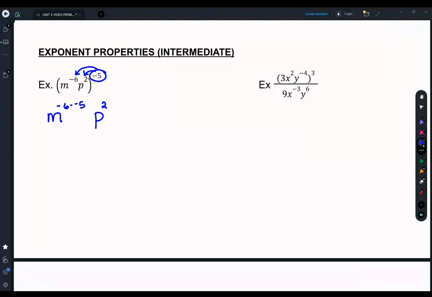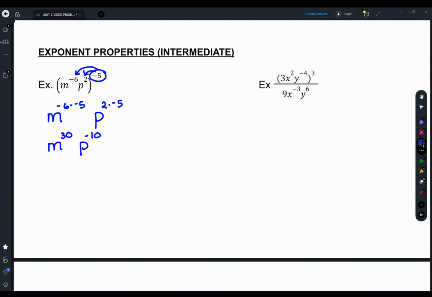and it will be 2 times -5. And so we'll do the work. So this will be m to the 30 and p to the -10. And remember that we do not like to have a negative exponent. And the way we change a negative exponent to a positive is we move where it's positioned.